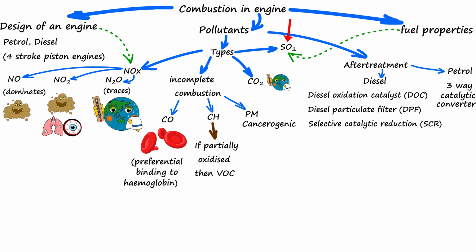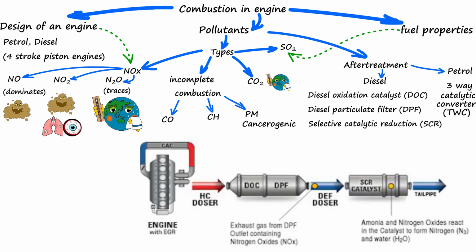Then we have the pollutants due to impurities in the fuel itself. Here we have sulfur dioxide, which comes from the oxidation of sulfur present in the fuel. Nowadays, it's not that much of a problem because fuel undergoes desulfurization. Then we'll briefly talk about treatment of exhaust gases. In petrol cars, you need a three-way catalytic converter, TWC for short, and we are pretty much done. In diesel, there is a diesel oxidation catalyst, DOC, a diesel particulate filter, DPF, and a selective catalytic reduction unit, SCR.